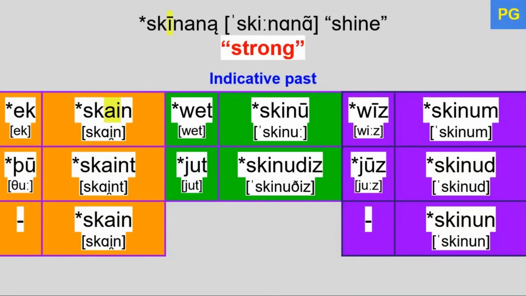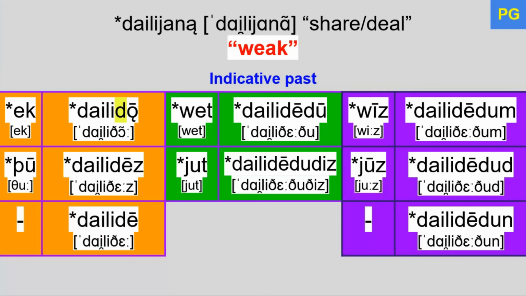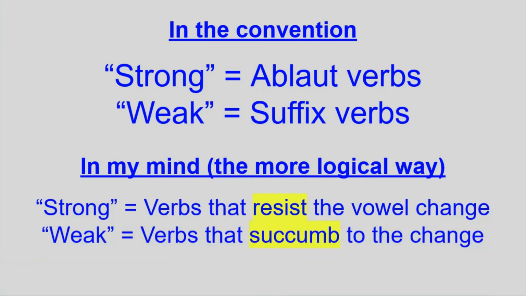But in verbs, they're completely different. Strong verbs change their internal vowel for the past tense forms, known as ablaut, I have a video about it, and weak verbs just add a suffix. And this in particular is completely counterintuitive to me. Wouldn't you want to say that strong verbs resist change their vowels while weak verbs succumb to it? I actually had it backwards for years because of this.